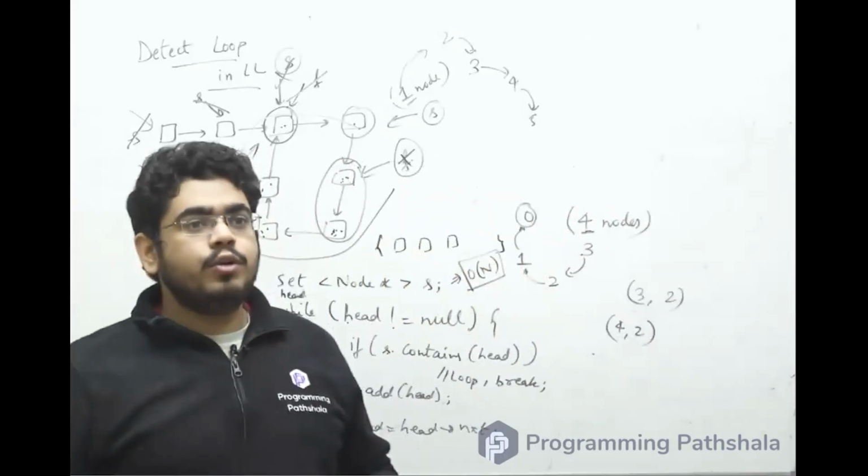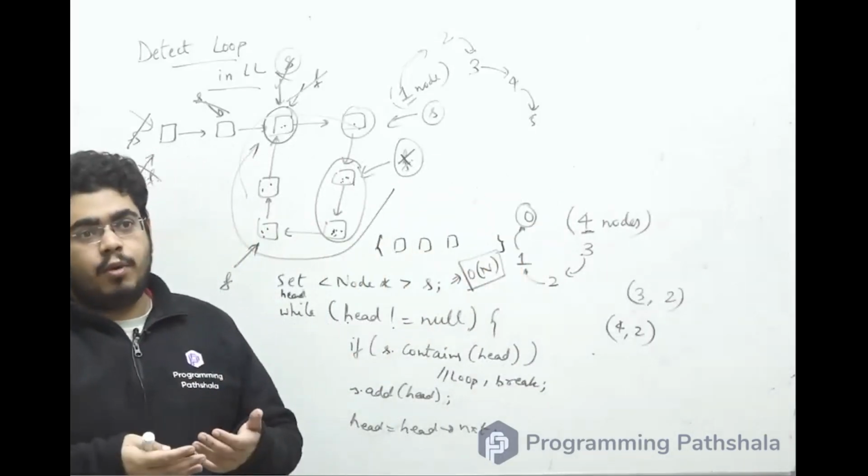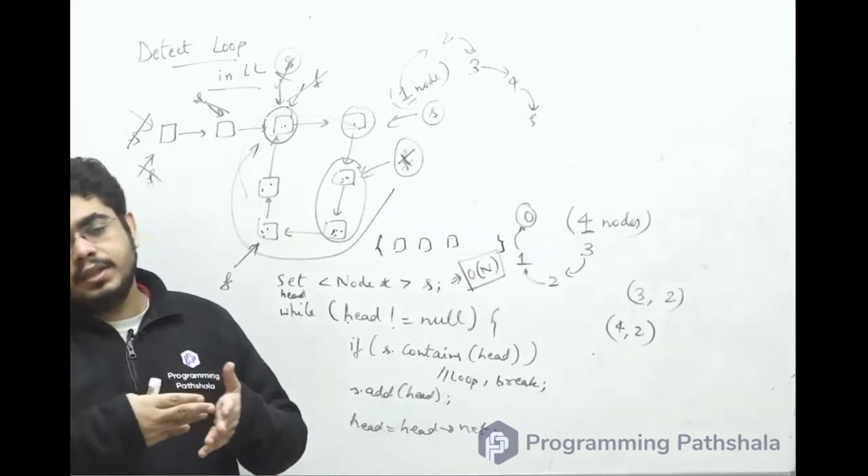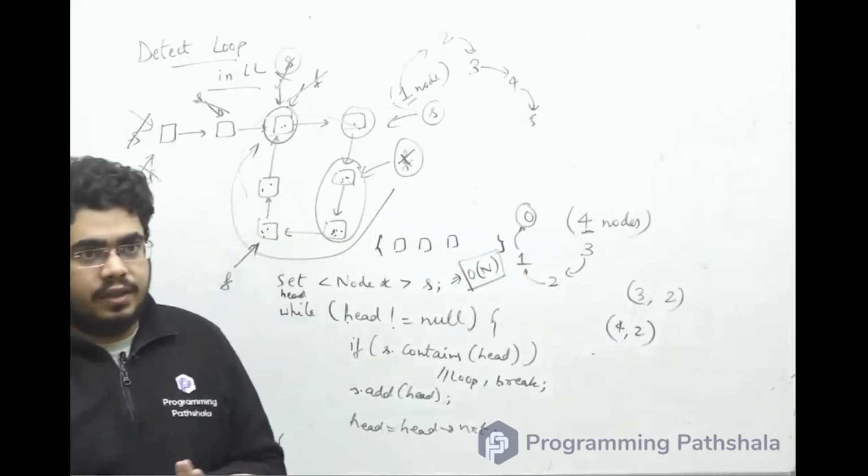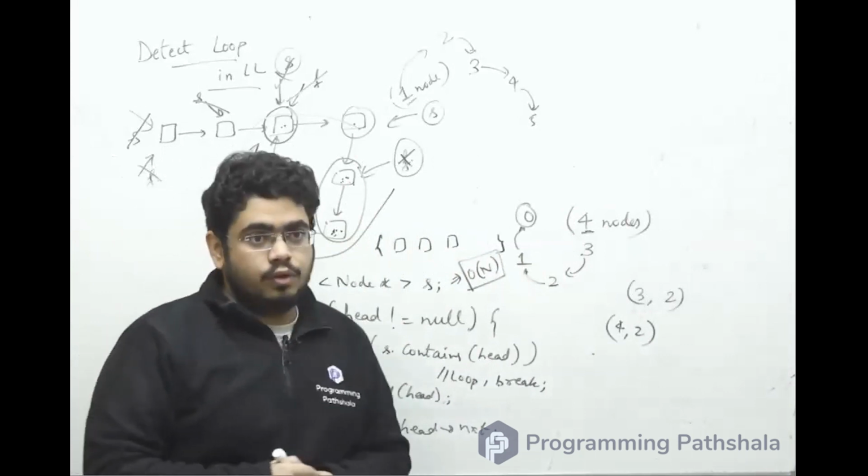So basically what you do is you keep on running slow and fast pointer. If they ever meet, that means that there is a loop. Okay, so simple idea.